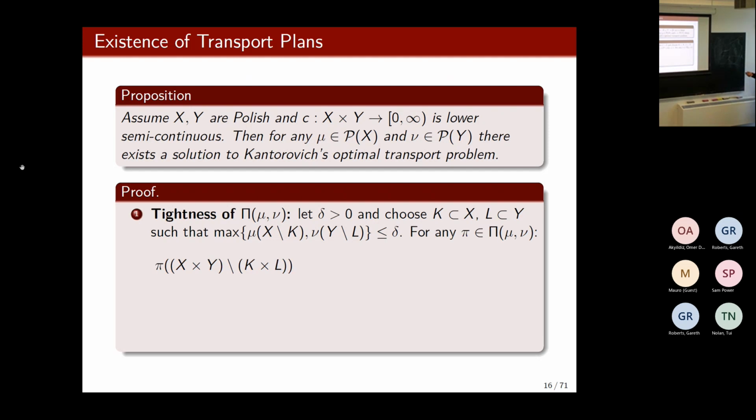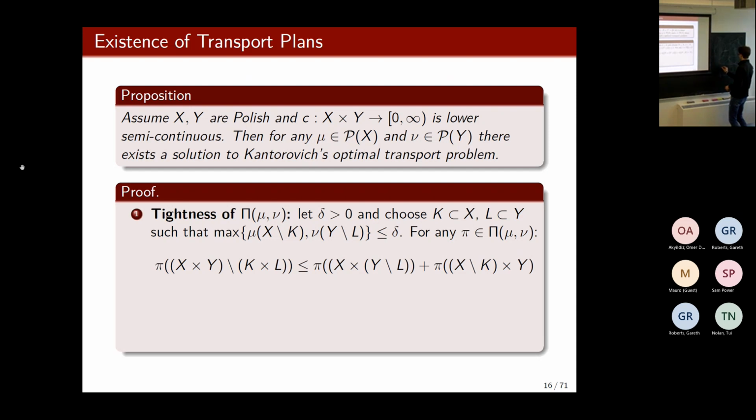Okay, so then we pick any plan in the set of couplings, and we just look at what the measure of the set is outside of K cross L. We can bound this quite easily. Let's just write this down. If this is x, this is y, then we have the square.